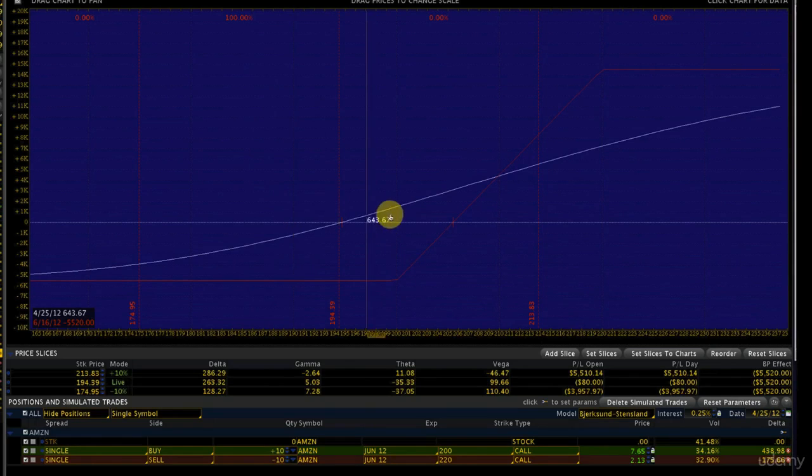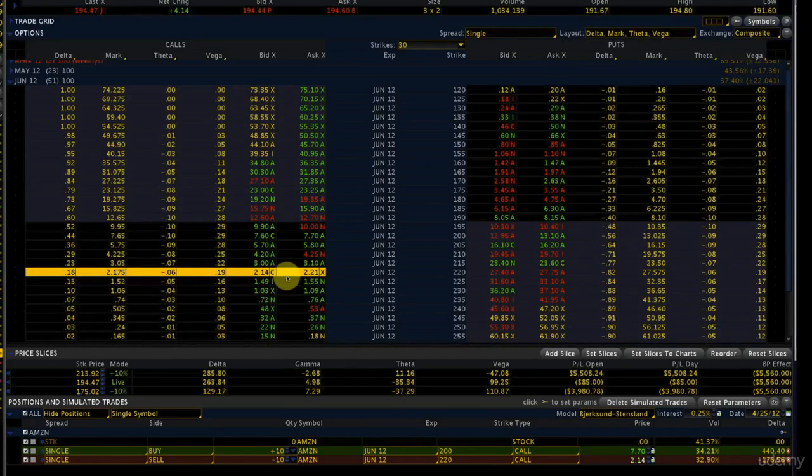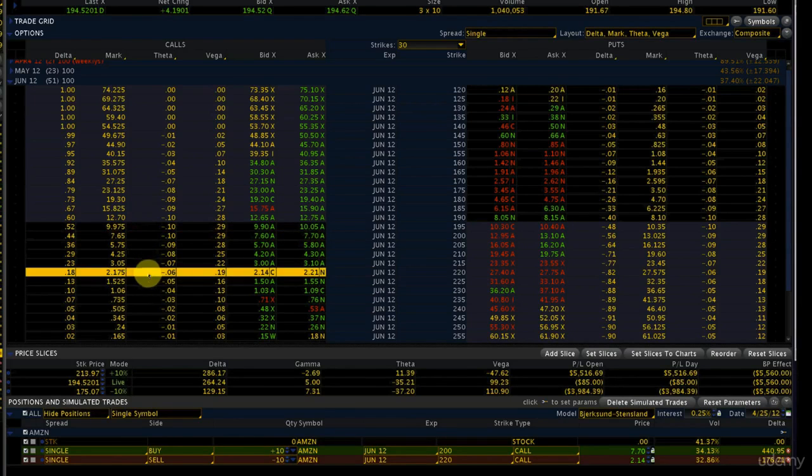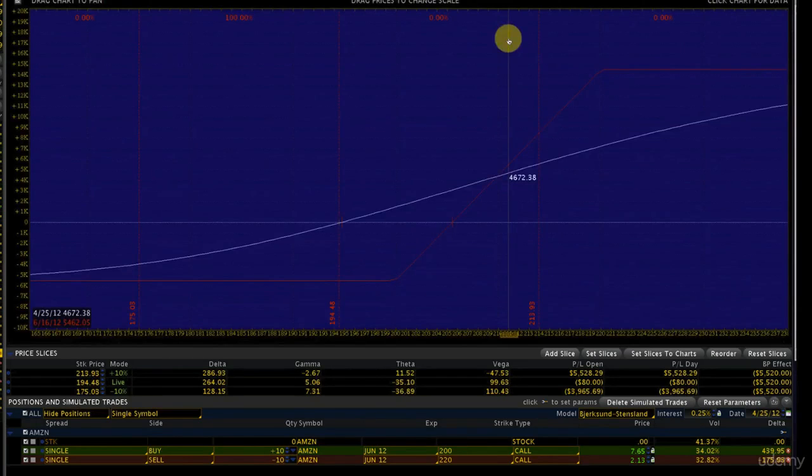So this is exactly what a spread is. A spread is a combination of two different strategies. Most of the time, both options will be calls or both options will be puts. This is called a vertical spread. If you look at the Amazon option chain, a vertical spread means the options are in the same month. We are dealing with June options right now. We have a 220 call and a 200 call. We are long the 200 and we are short the 220. That's exactly what this spread is.